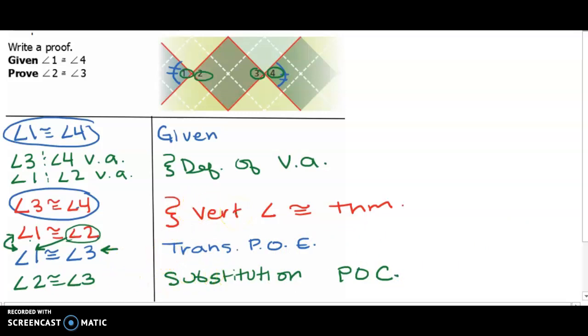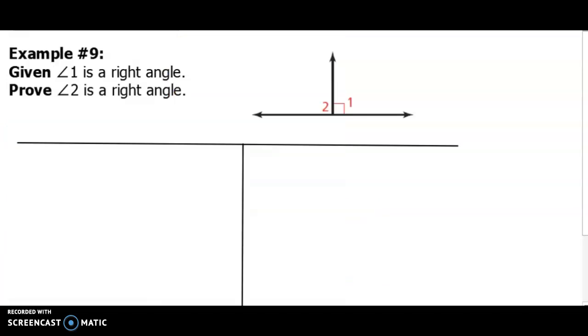Now, there are several ways you could have done this. Some are longer, some are shorter. So if you got something different, but you covered all your bases, don't worry about it. But this is just one of the many ways you can do this. All right, let's do one last one. This is example 9. This will be the final one.